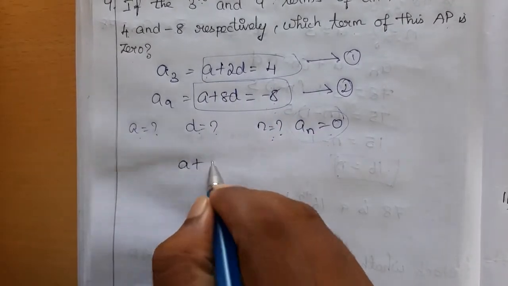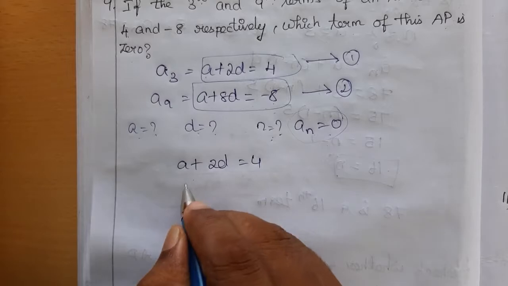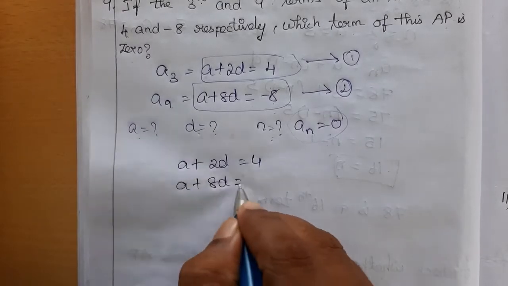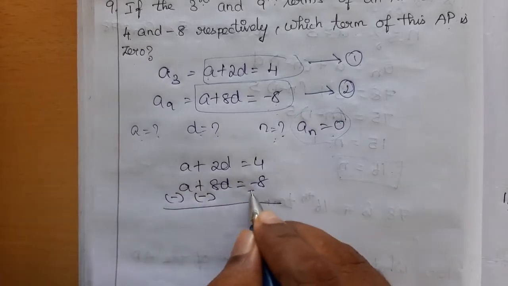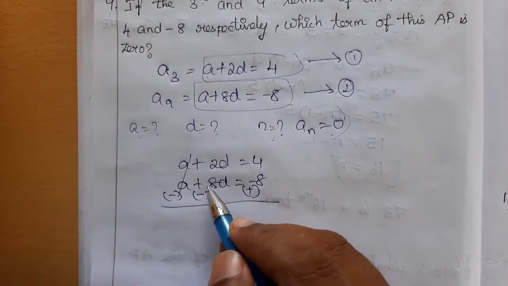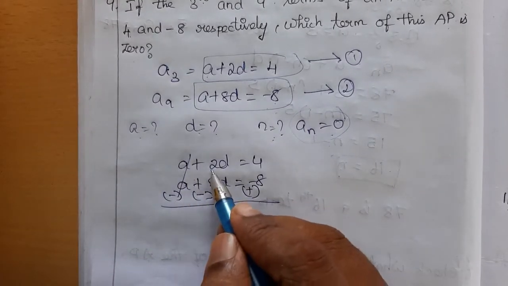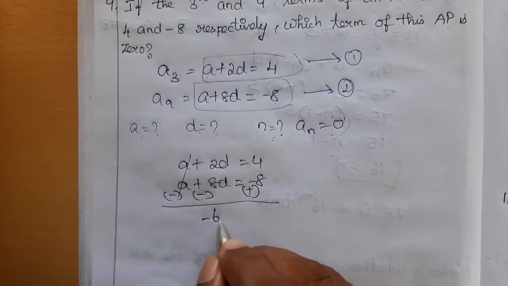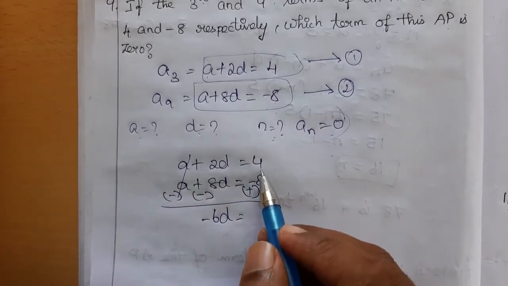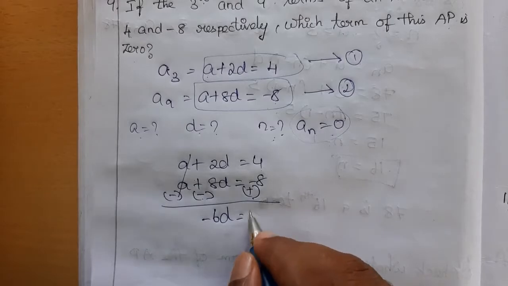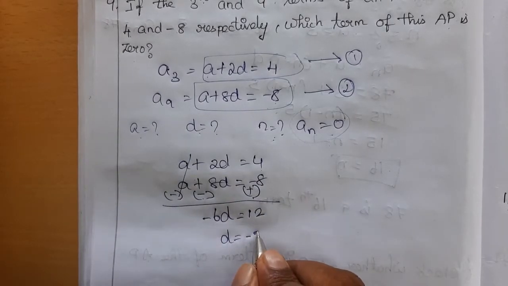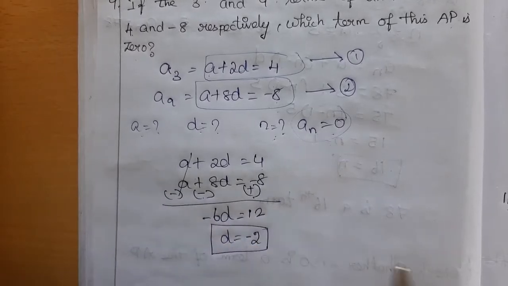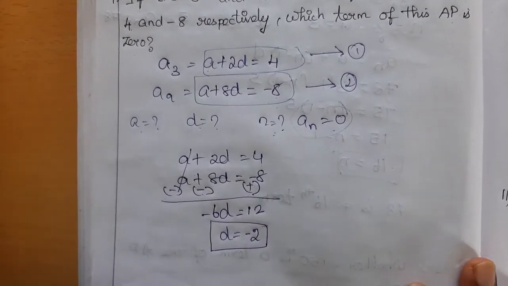So a plus 2d is equal to 4, a plus 8d is equal to minus 8. Subtract, so just by changing the sign, a will be eliminated. 2 minus 8 is minus 6d, and 4 plus 8 is 12. So d is equal to minus 2. Right? So 12 divided by minus 6 is minus 2.